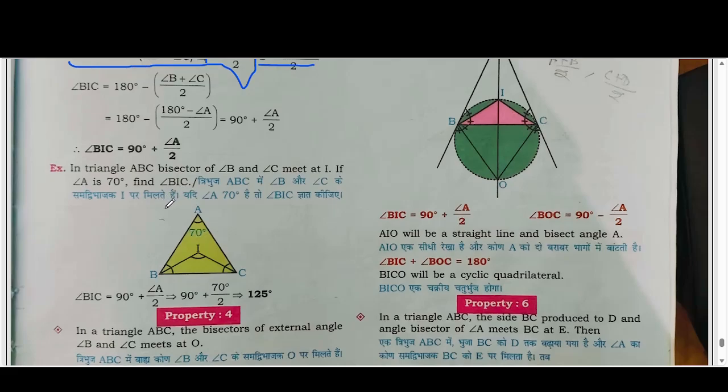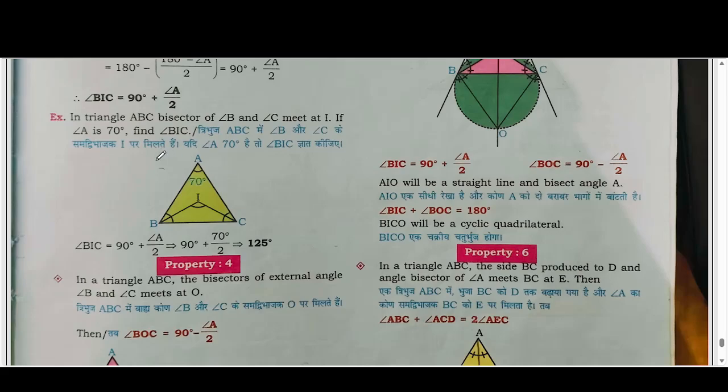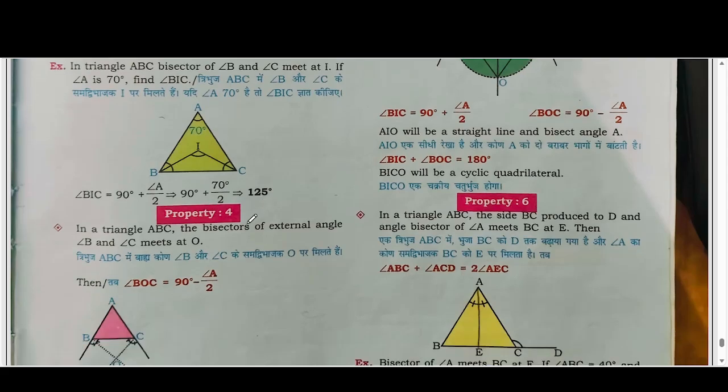If in triangle ABC the bisectors of B and C meet at I, and A is 70 degrees, BIC is 90 plus A by 2, so 90 plus 70 by 2, which is 125.